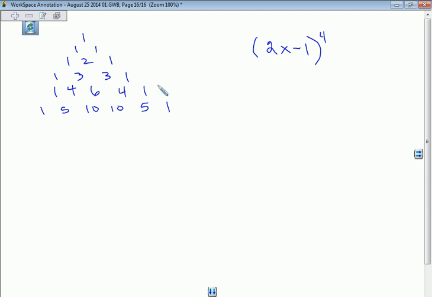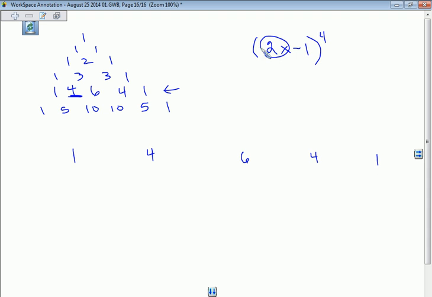Or we could go, okay, fourth power. This is the fourth degree. I know this because the second number is a 4. This is a third degree. This is squared. This is fifth power. Not degree, power. So what I would do, this is the fourth power, so I know my pattern looks like this: 1, 4, 6, 4, 1.